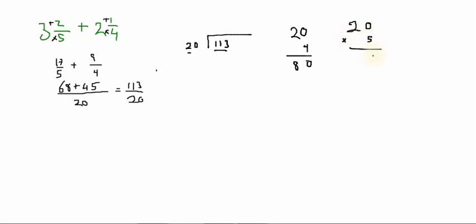We're still doing estimation. This is 5 times 0 is 0. 5 times 2 is 10. Now we're almost there. This is 100. What about 20 times 6? 6 times 0 is 0. 6 times 2 is 12. You see, we're more than it now. This is more than 113, so we cannot use this.